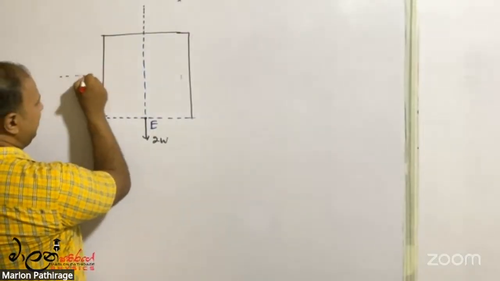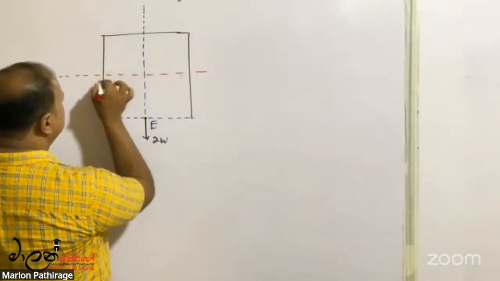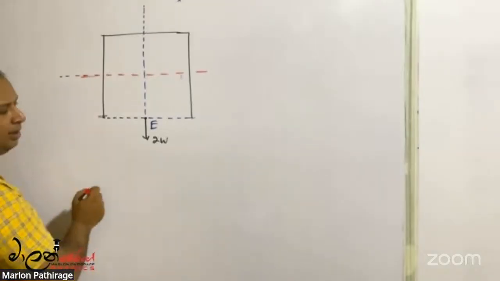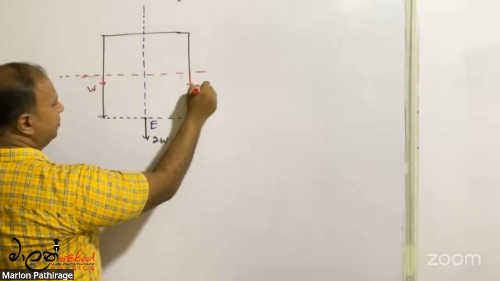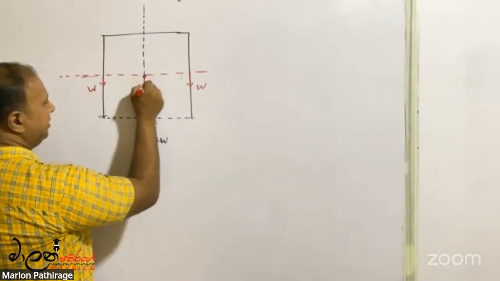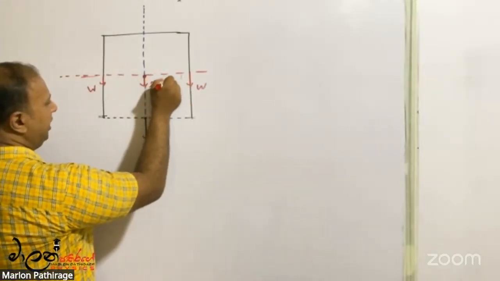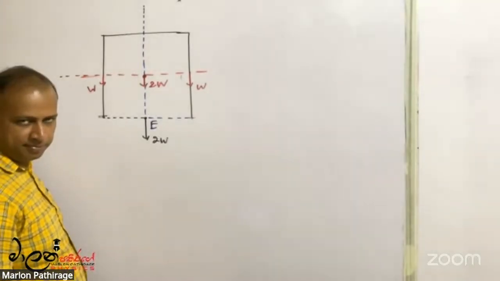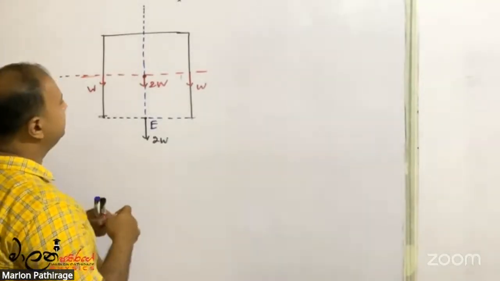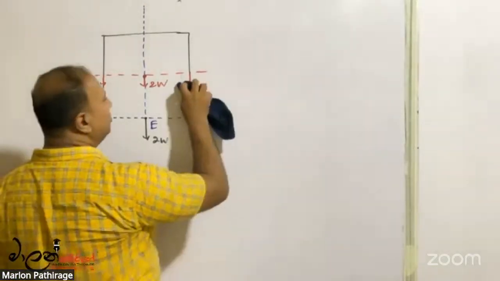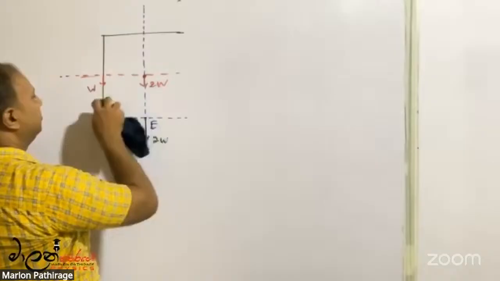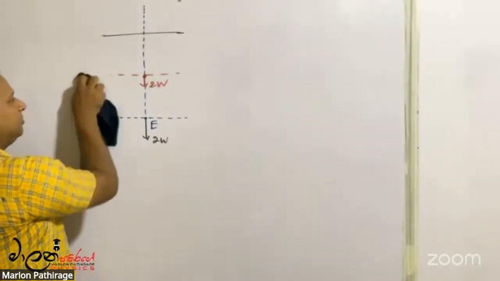Now if this is a center point, here there's W, and again there's W. Therefore, at the center there should be 2W. Then I can remove these two.